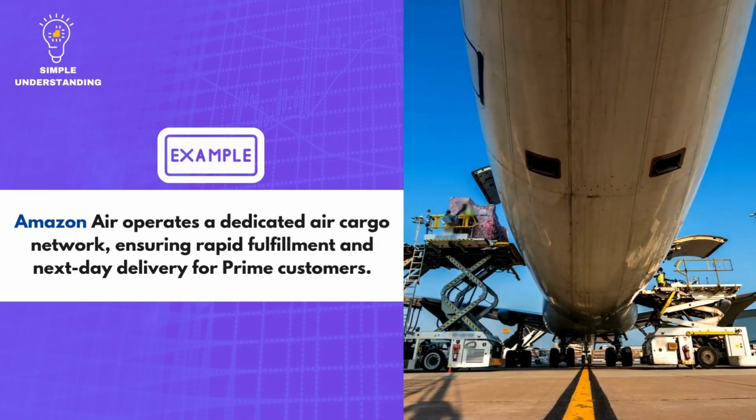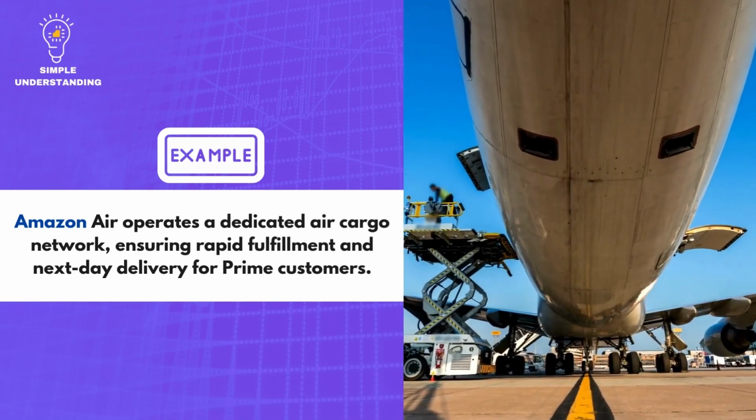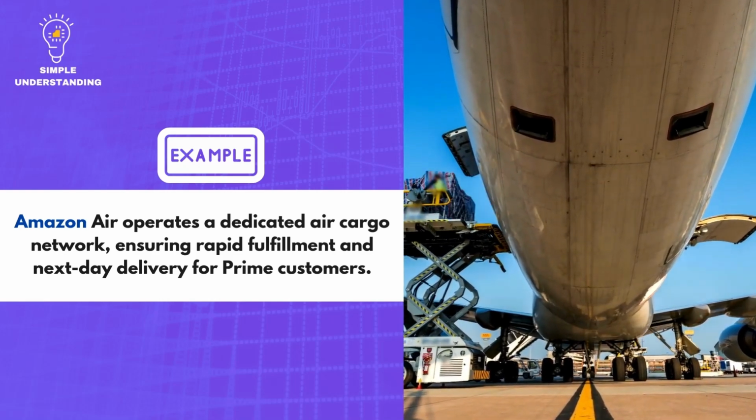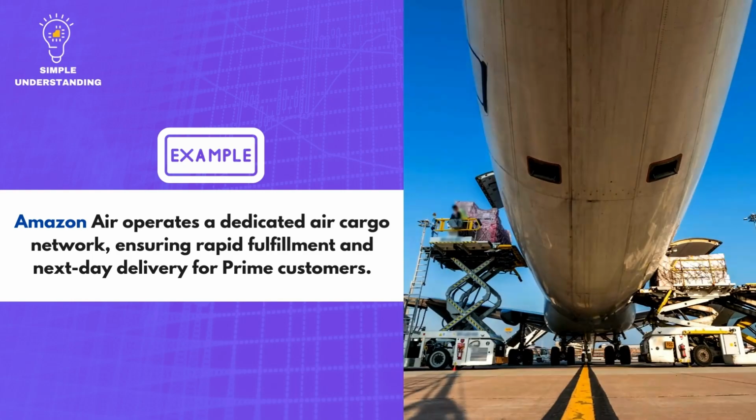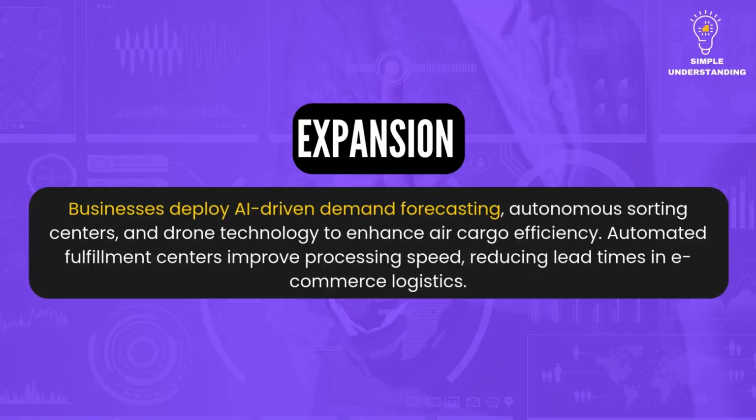Real company example: Amazon Air operates a dedicated air cargo network, ensuring rapid fulfillment and next-day delivery for Prime customers. Expansion: businesses deploy AI-driven demand forecasting, autonomous sorting centers, and drone technology to enhance air cargo efficiency. Automated fulfillment centers improve processing speed, reducing lead times in e-commerce logistics.